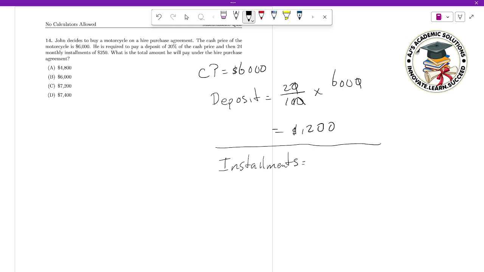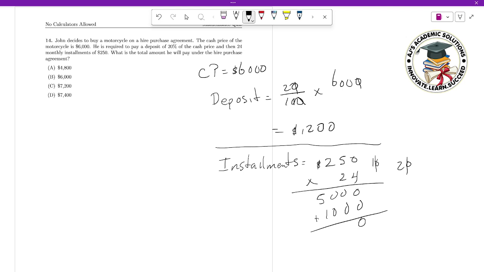And what we're told is $250 and the time span is 24 months. So 0, 2 noughts, 2 5s are 10, 2 2s are 4, and 1 is 5, 4 noughts, 4 5s are 20, 4 2s are 8, and 2 is 10. So here we have $6,000.